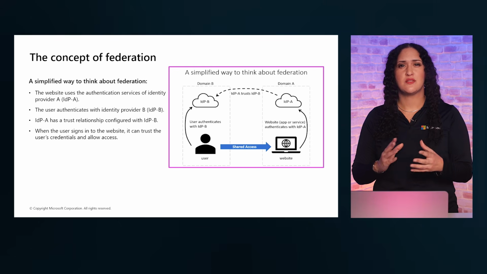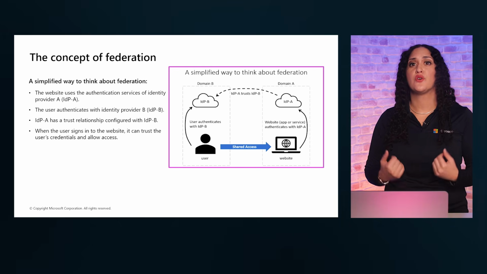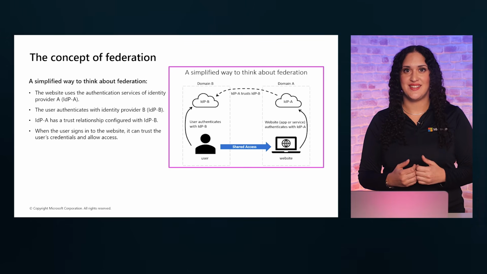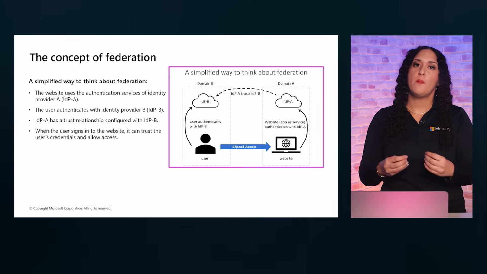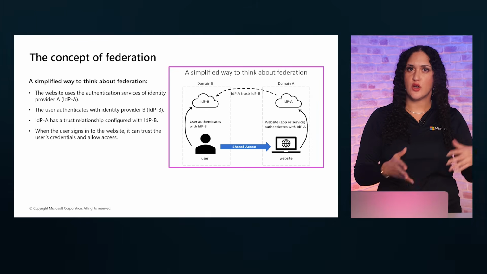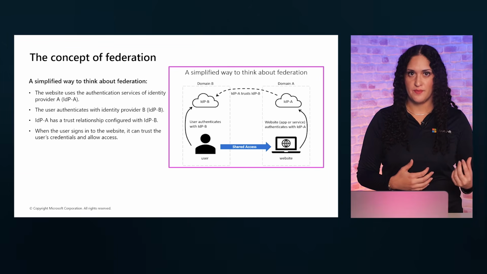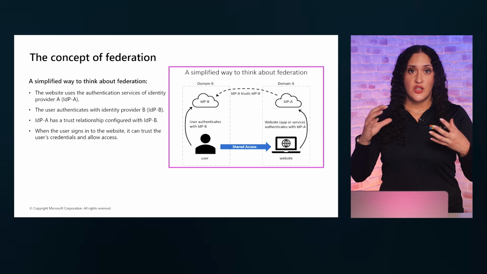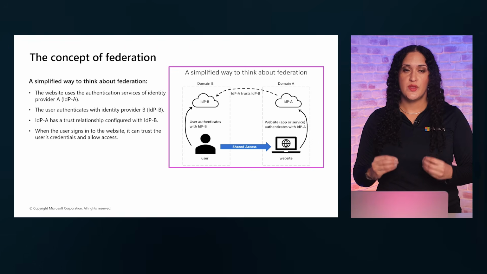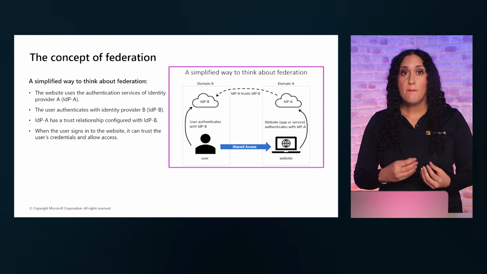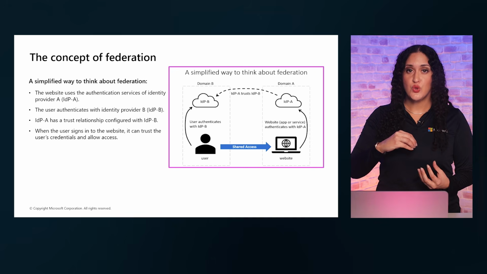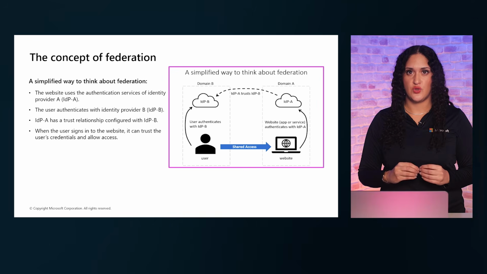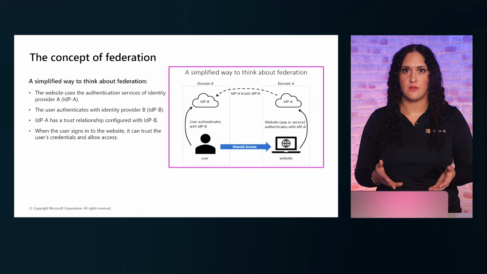In practice, federation is commonly used when signing into a third-party website using an existing account, such as work or social identities. For example, a company hosts a web application that uses Microsoft Entra ID as its identity provider. A partner organization uses a different identity provider. A trust relationship is configured between the two identity providers. So when a partner user signs in using their own organization's credentials, the application trusts the authentication and grants access without creating a new account.